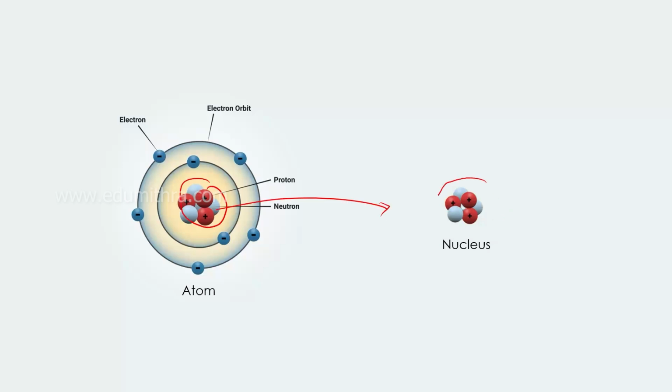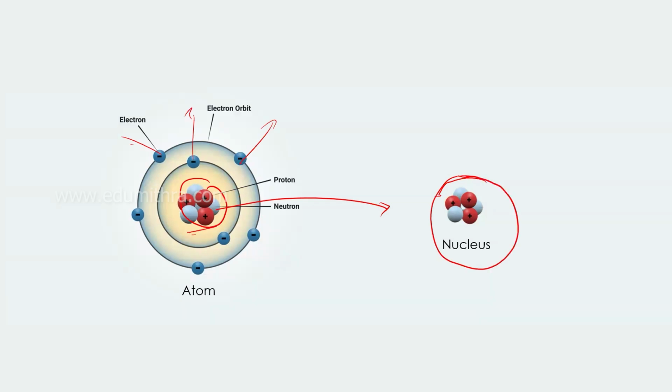So now we are concerned not about the electrons. Why? Because in a star especially, these electrons won't be there because of the high temperature. All the electrons will be gone. What remains is only the nucleus. So we will be discussing only the nucleus.